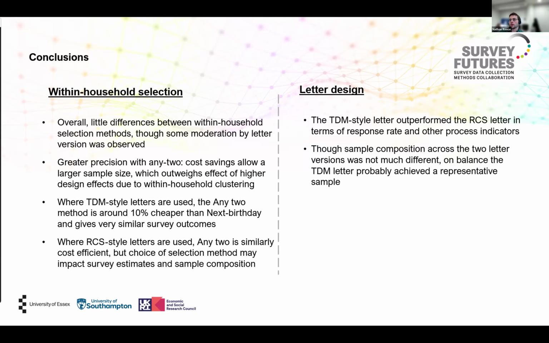The outcome of that is that when we use the TDM style letters, the NE2 method is around 10% cheaper than NextBirth and gives very similar outcomes. However, if we do use the RCS letters, NE2 is cheaper, but the choice of the selection method may actually impact the survey estimates and also the sample composition.